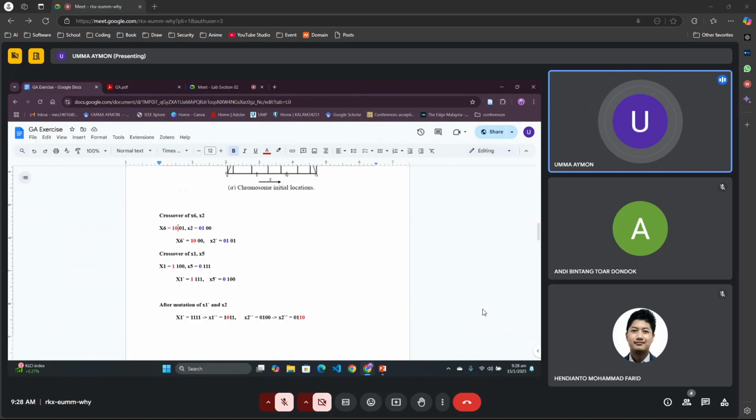So we will do crossover in the middle, at position 2. This is the head of x6, this is the head of x2. So at x6, the tail of x2 will be added. Okay, 10 is from x6, and 00 is from x2. Similarly for x2, the head of x2 will be the same, then the tail of x6 will be added to x2. This is how crossover will be done.